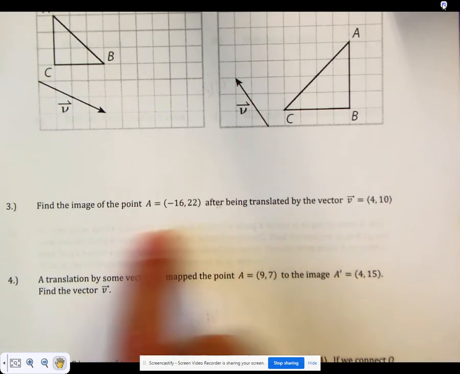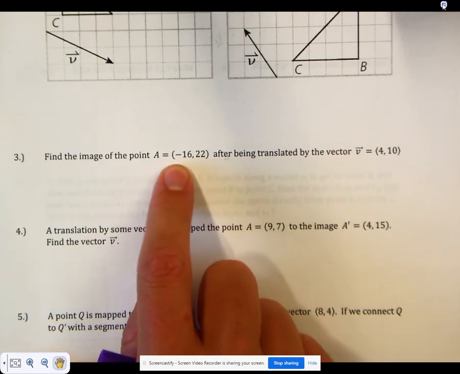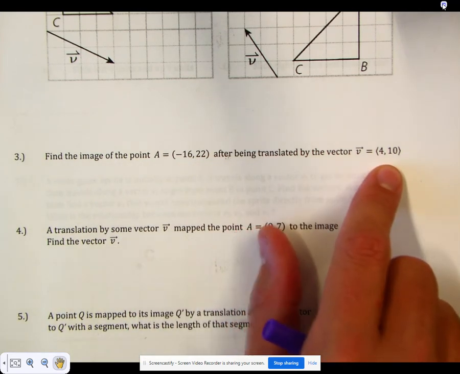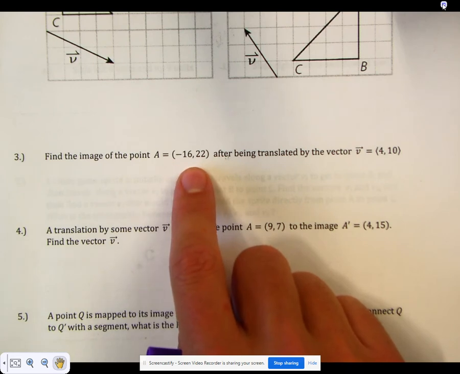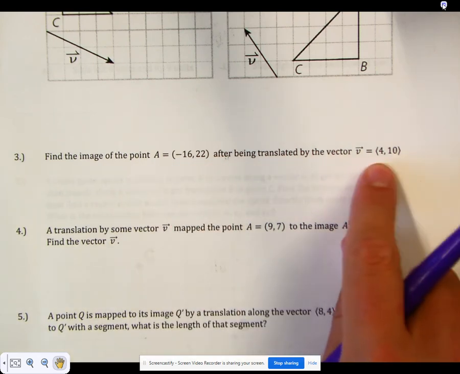Then there's just some kind of word problems. So like number 3 says, find the image of this point, (-16, 22), after being translated by this vector. Now those are some big numbers, so I'm not going to draw a picture of that. I just need to think algebraically. So think about, what does this vector do?